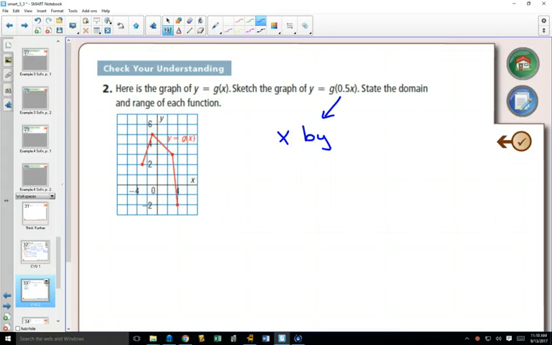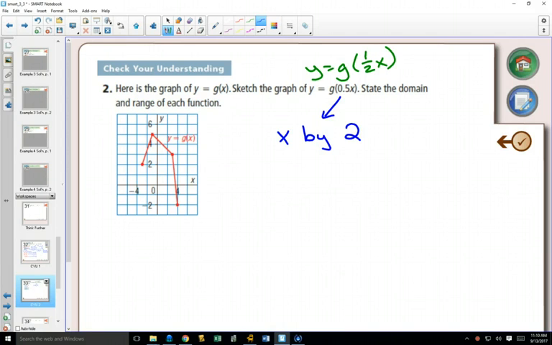And 0.5 is the same as a half. So sometimes it's nicer to use fractions than it is to use decimals, because with things that happen inside the function, we multiply by the reciprocal. So the fact that there's a half inside means our x values are going to be multiplied by 2.